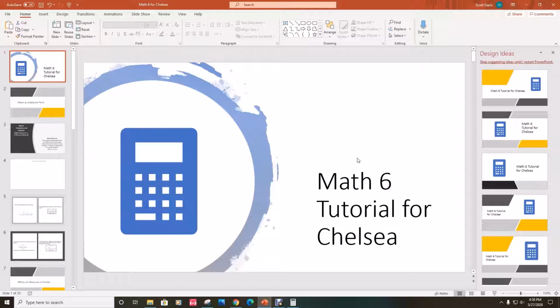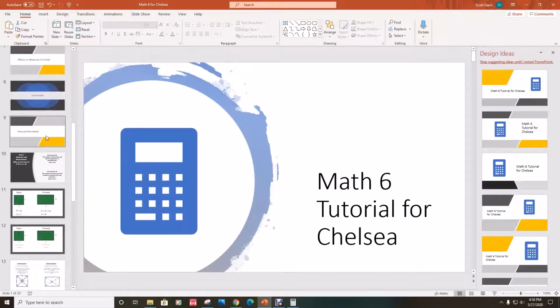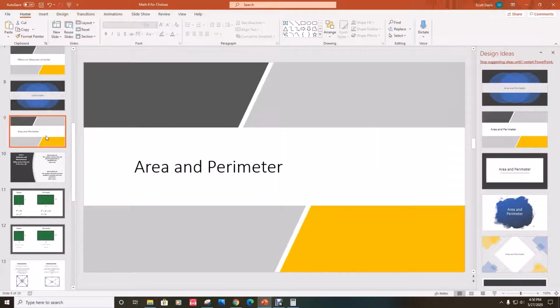Right now, I just wanted to go over one area because it all goes together with some of the word problems that your mom had sent me. What we're going to talk about is area and perimeter.